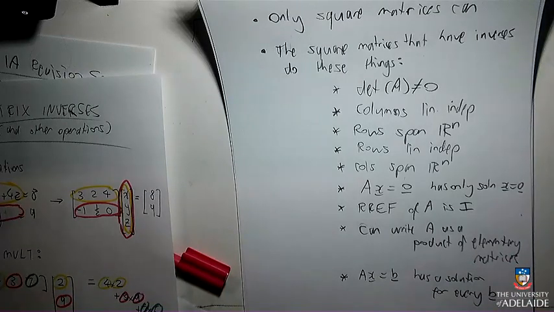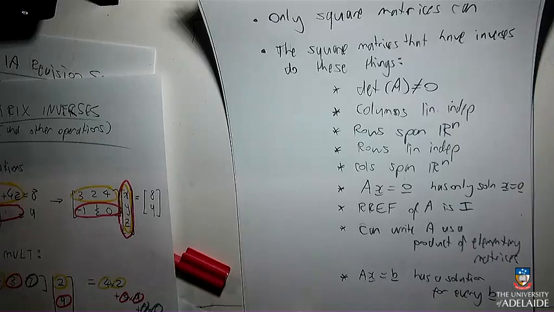Technically, it has to be a unique solution, but just having a solution at all is fine. So all of these things, if you find out any one of those things about your matrix, then it has to be invertible. It has to have an inverse. None of these tell you how to find the inverse, by the way. Not one of these tells you how to do it. But they do tell you when it happens.